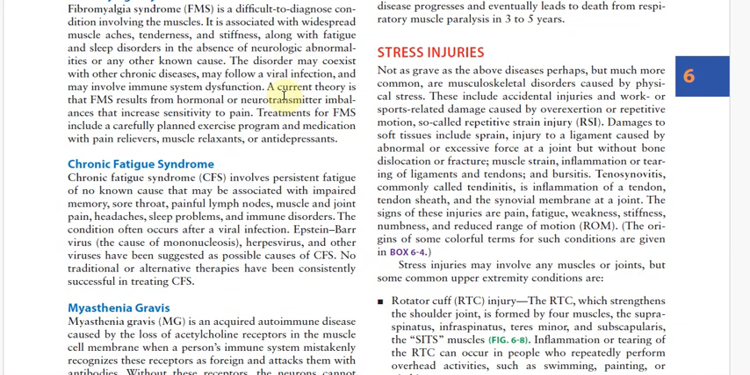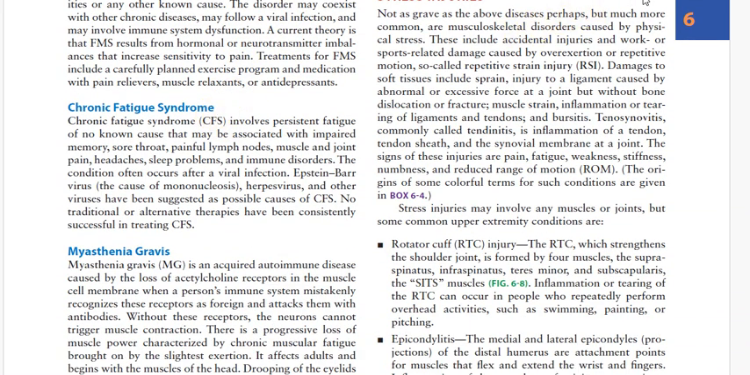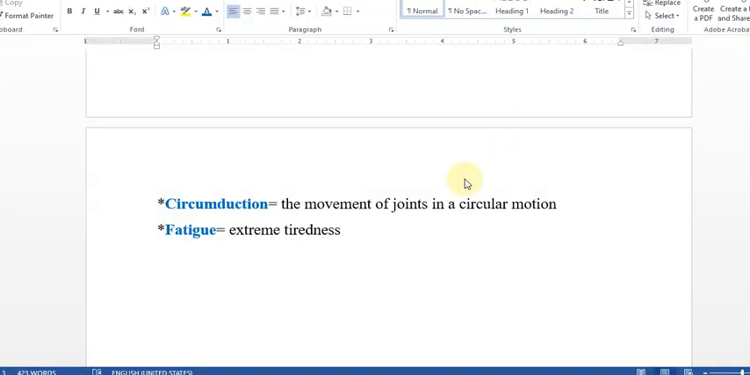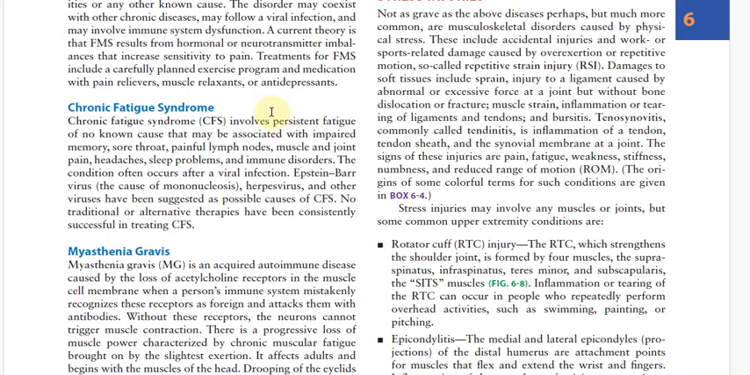Next, we have chronic fatigue syndrome. The word fatigue means extreme tiredness. Chronic fatigue syndrome involves persistent fatigue of no known cause that may be associated with impaired memory, sore throat, painful lymph nodes, muscle and joint pain, and headaches, sleep problems, and immune disorders.